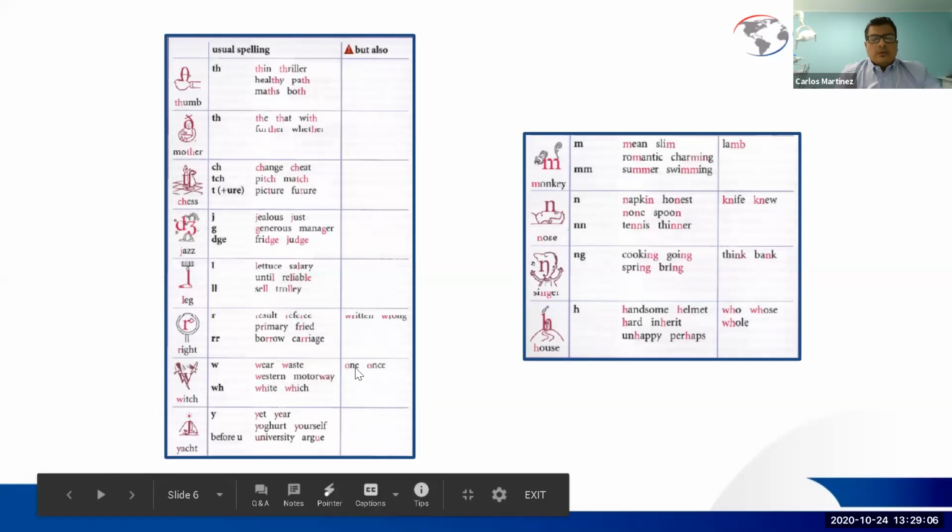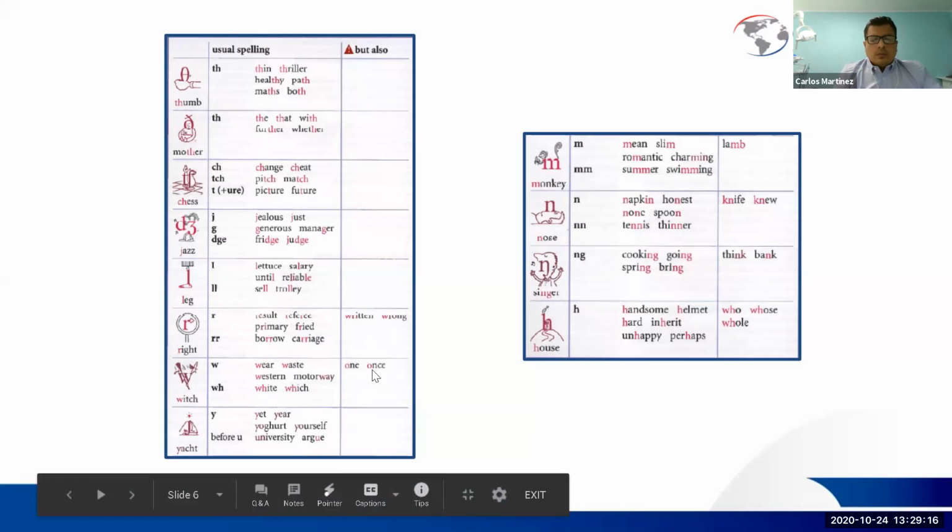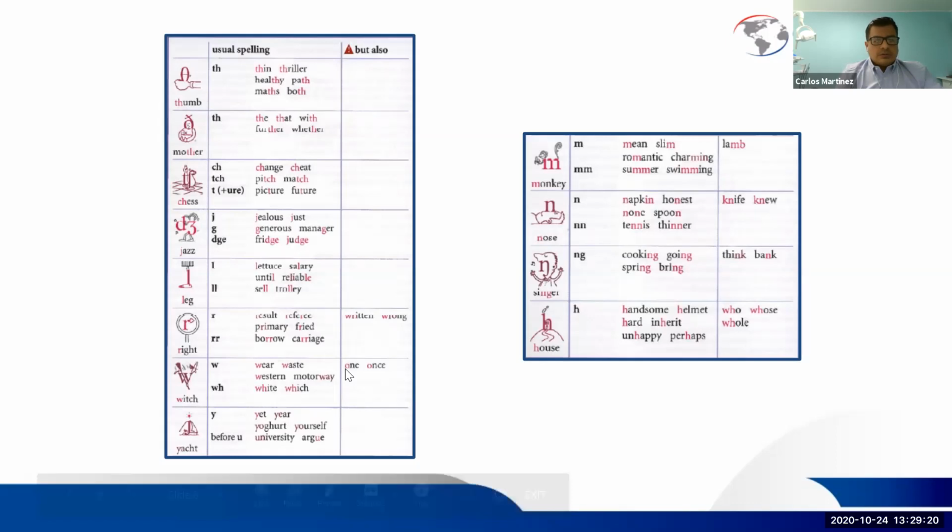And then we have also the letter O, which can be pronounced like in one or once. You don't say on or ons, no. We say one and once. Notice how even though it is a vowel, it produces the sound of a consonant, okay?